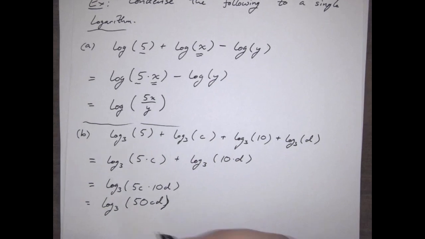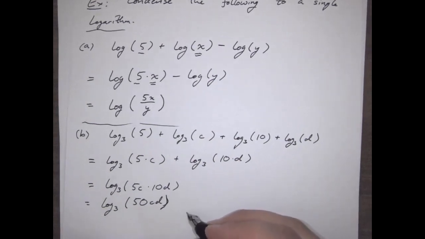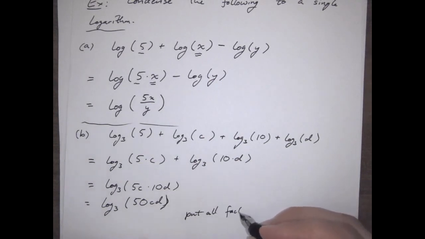The takeaway here is that we can actually just put all the factors together. We don't have to go pair by pair. We can just multiply them all together. So put all factors together.